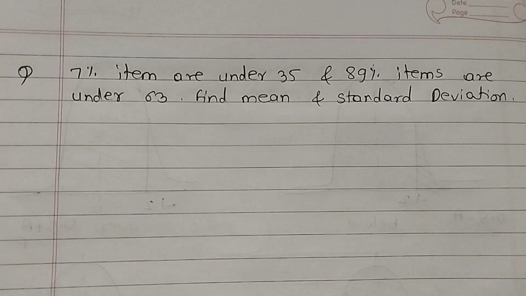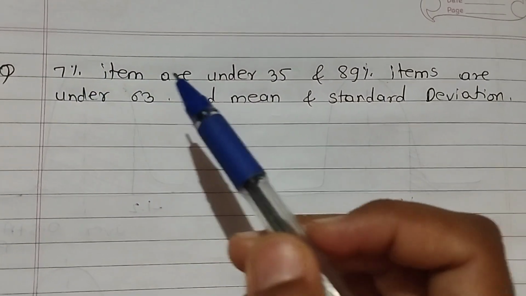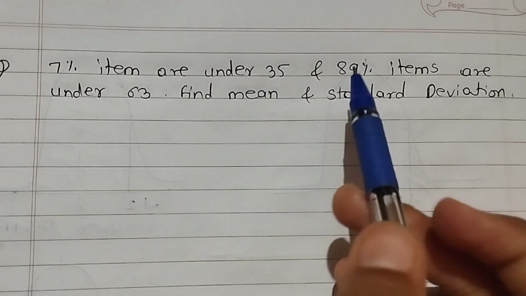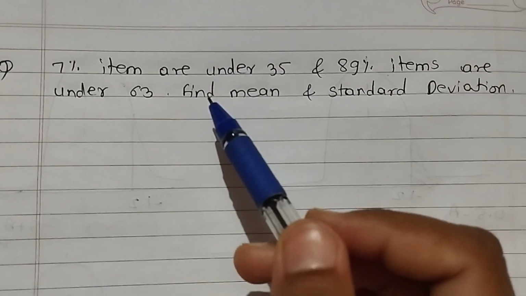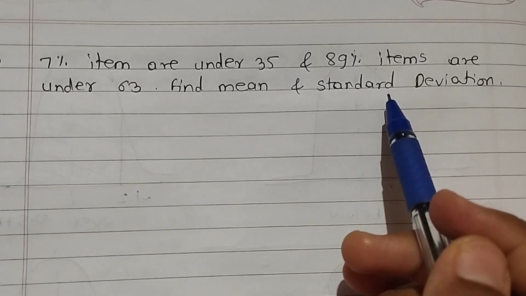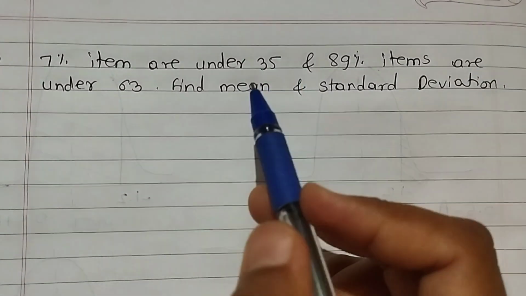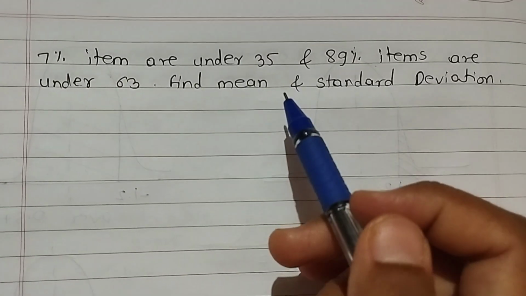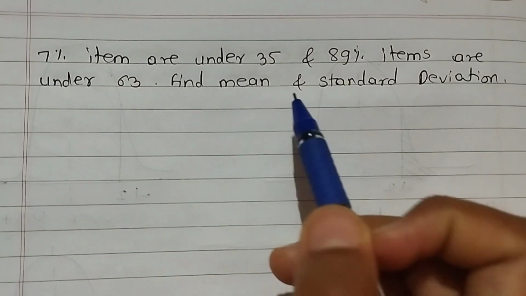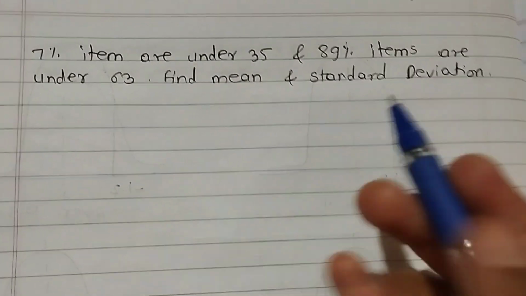We see one more example. So the question is 7% items are under 35 and 89% items are under 63. Find the mean and standard deviation. If we observe carefully, in the previous question we know the values of the mean and the standard deviation, but in this example we have to find out the mean and the standard deviation. So how do we find out?